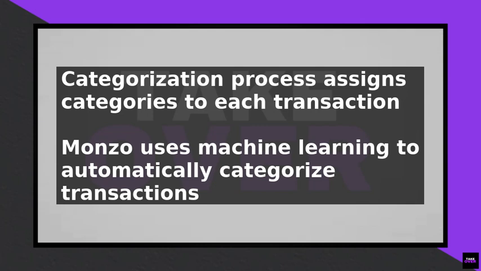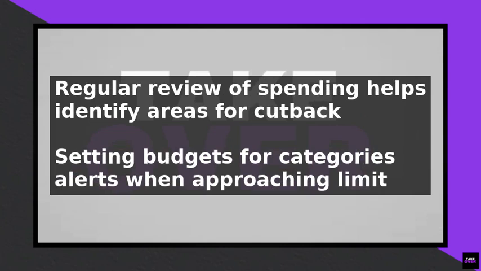To get the most out of Monzo spending analytics, it is best practice to regularly review your spending and make adjustments as needed. This will help you identify areas where you can cut back and make savings. You can also set budgets for specific categories, which will alert you when you are approaching the limit.